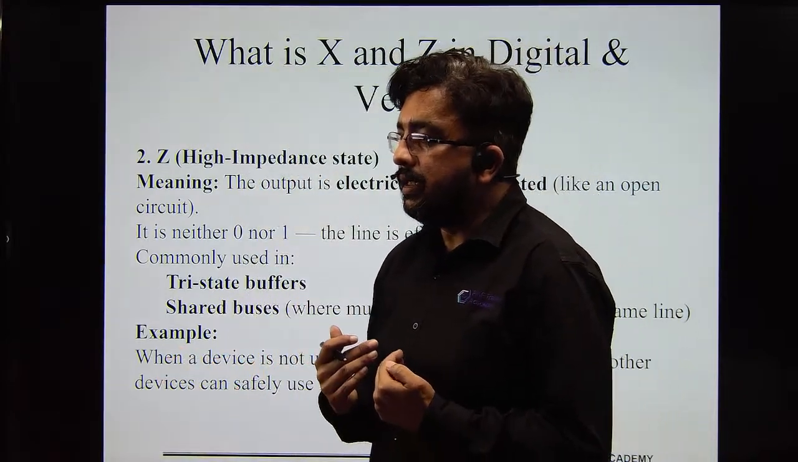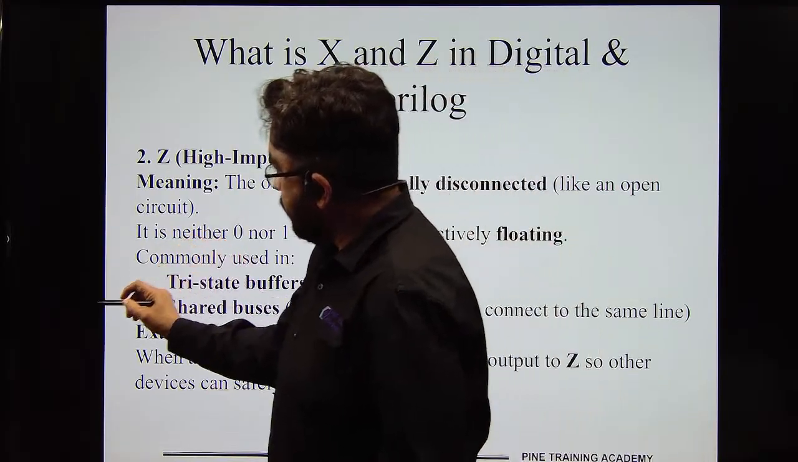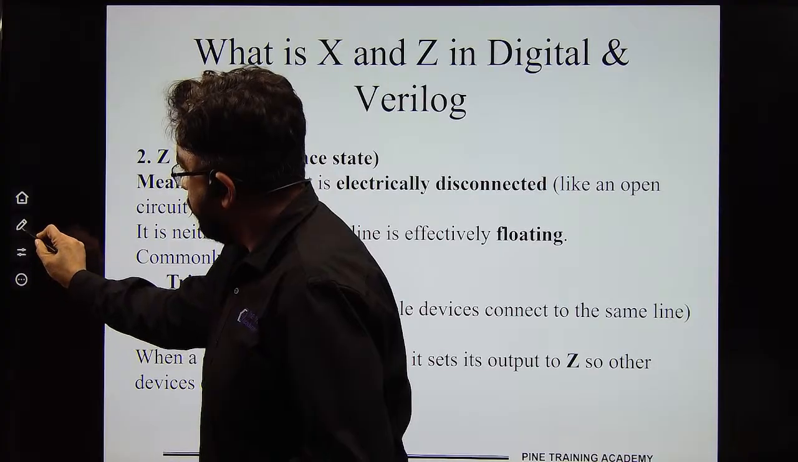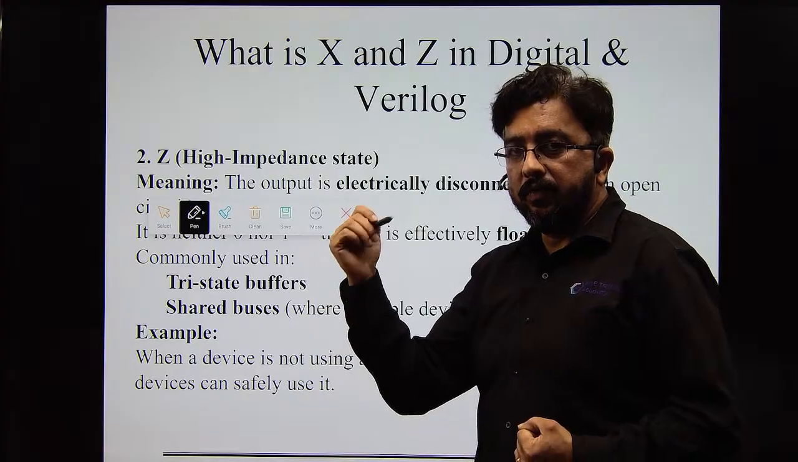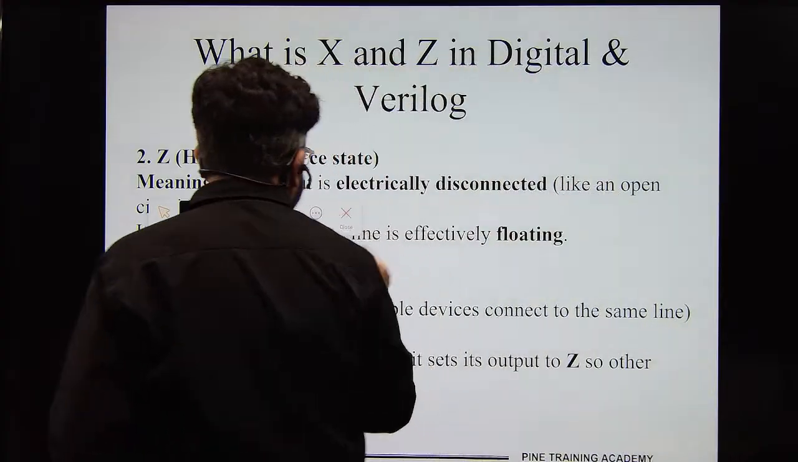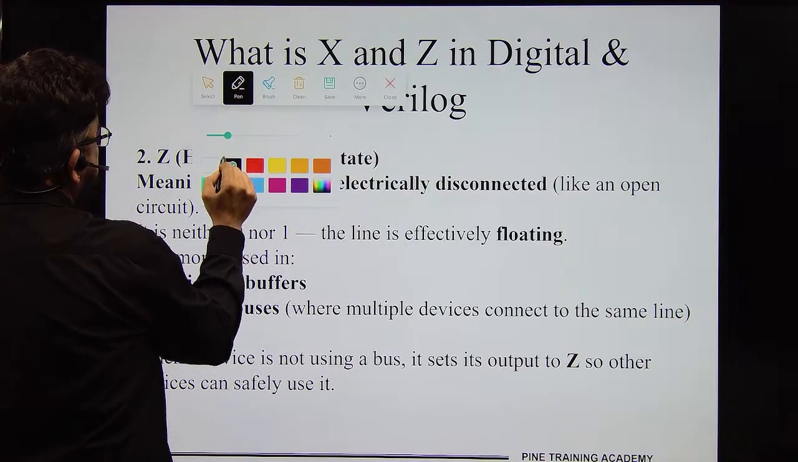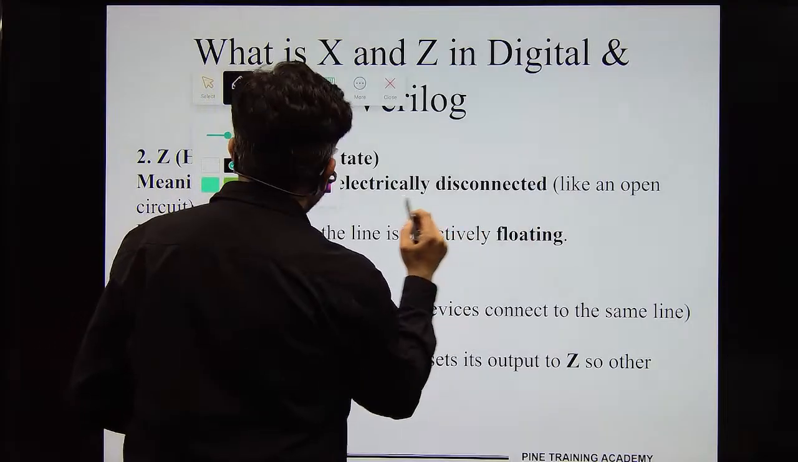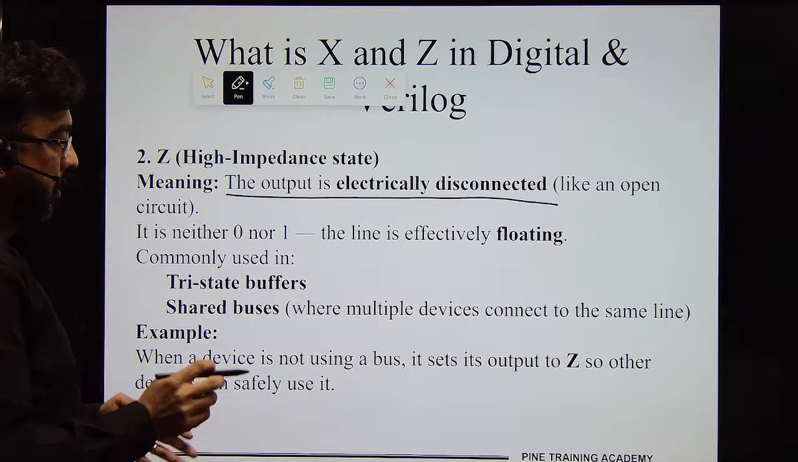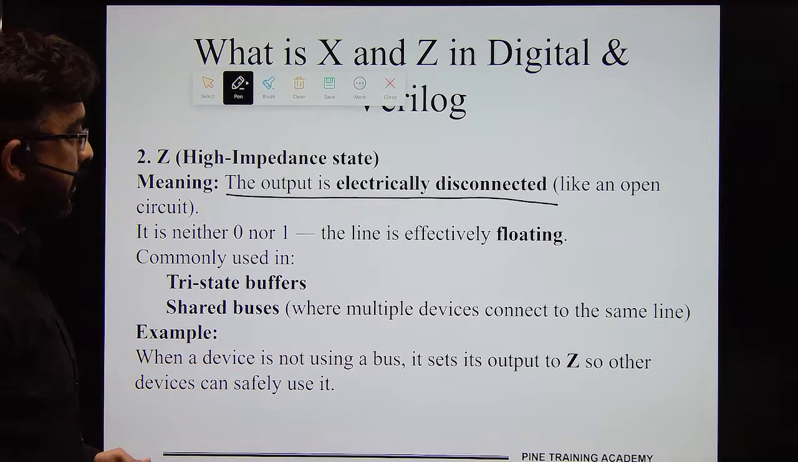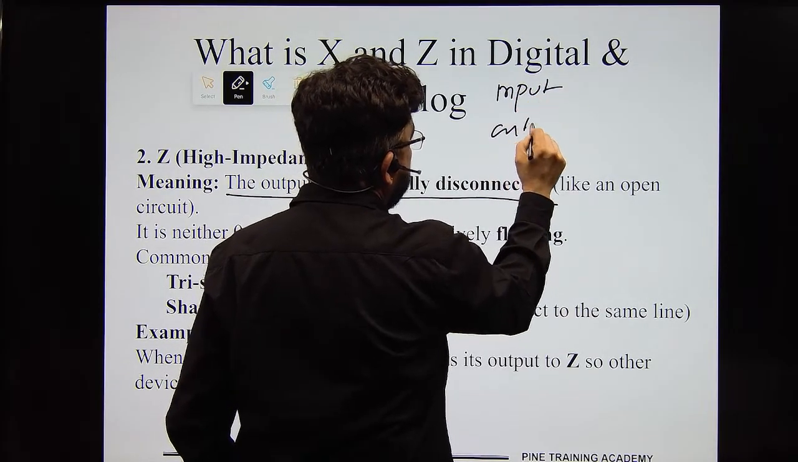But in Verilog, this Z is basically at the input side and X is always at the output side. Please remember this line: the output is electrically disconnected. Now I'm going to add my content here, that we have an input and we have an output.